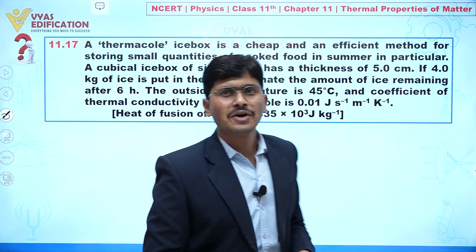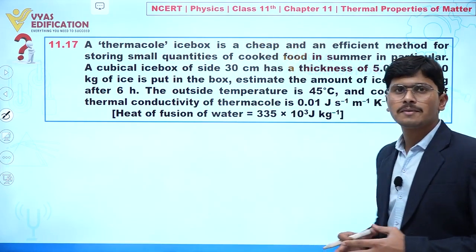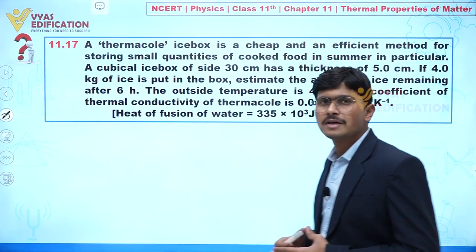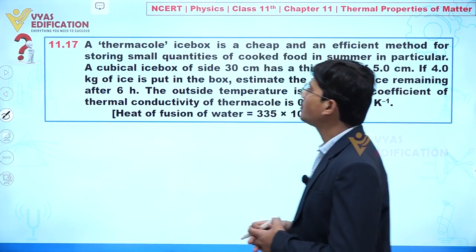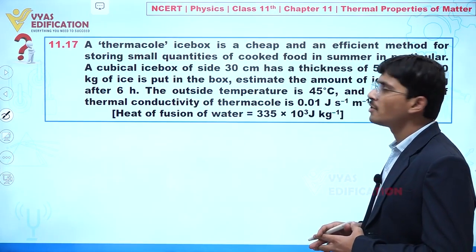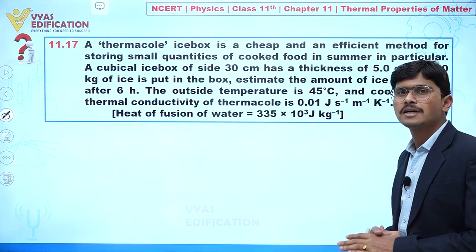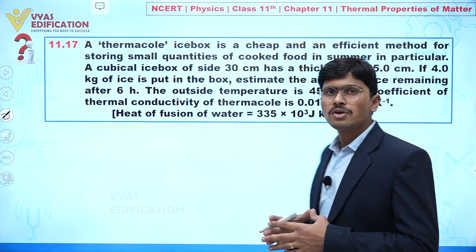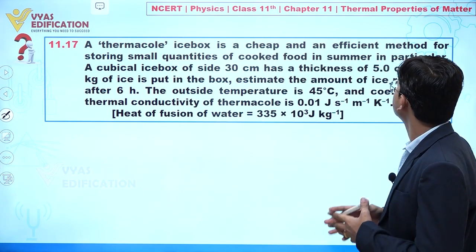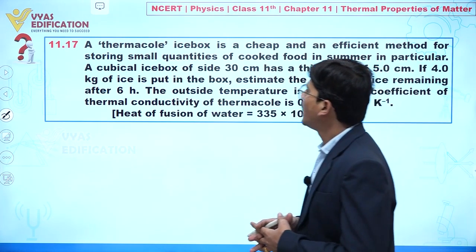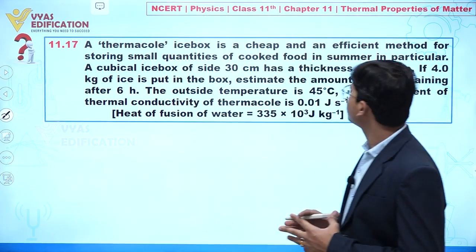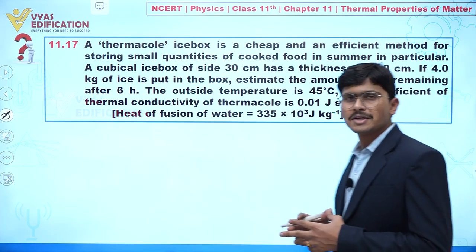Now dear student, we are going to discuss question number 11.17, clear? In this question a thermocol ice box is given. A thermocol ice box is a cheap and efficient method for storing small quantities of cooked food, in summer in particular. A cubical box of side 30 cm has a thickness of 5 cm, clear?